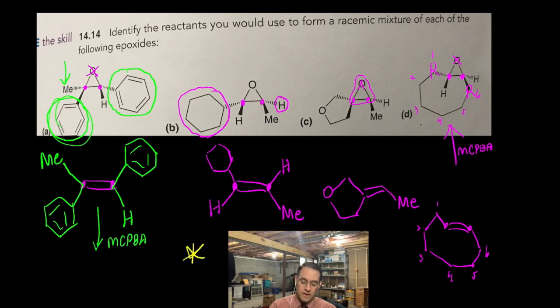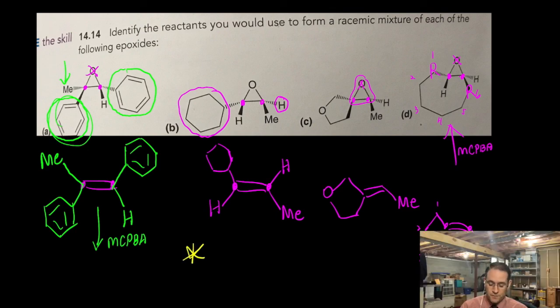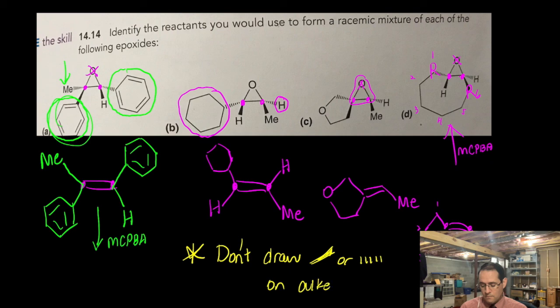But the important thing I want to emphasize here that a lot of beginning students try to do is you don't need to draw wedges or dashes on the alkene. Why do we not need to show wedges or dashes? Because alkenes are completely flat. They're sp2 hybridized, they're trigonal planar carbon atoms, and they're flat. So since they're in the plane of the board, we don't need to show them coming in or out. When the epoxide reacts with that alkene, then it forms a tetrahedral carbon atom, which we need to show stereochemistry for with wedge and dash. Okay? So that's the basics.